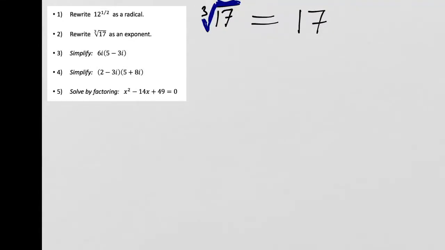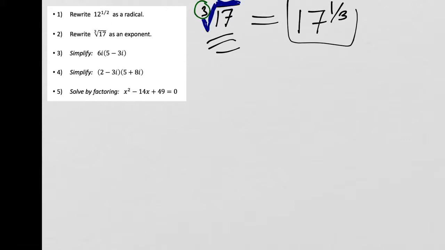In this case, we're looking at this 3 right here, and since 3 is the index of this particular radical, we know that this is 17 to the 1/3 power. 17 to the 1/3 power. That is what this symbol means right here, and that is the answer to this one.